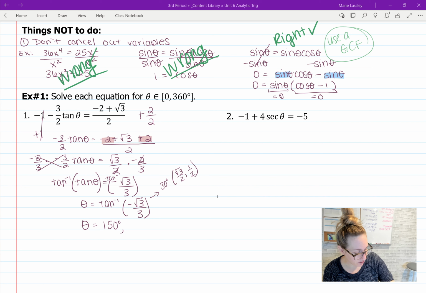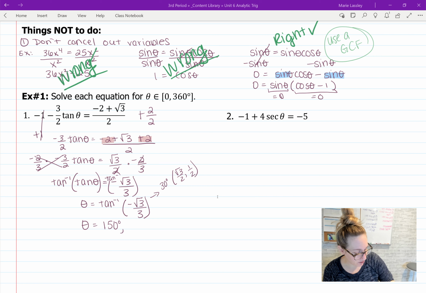Now I can't go any further, right? Because I would be going over 360. Since I'm supposed to start with 0 and end at 360, because that's the interval that it gave me, these are my answers that I have for my problem.